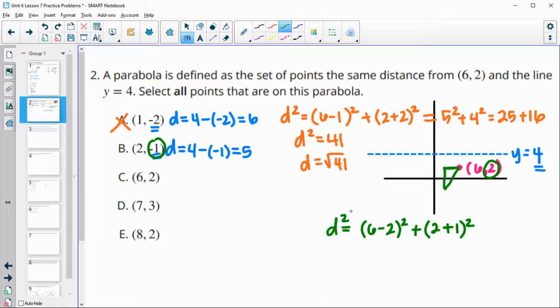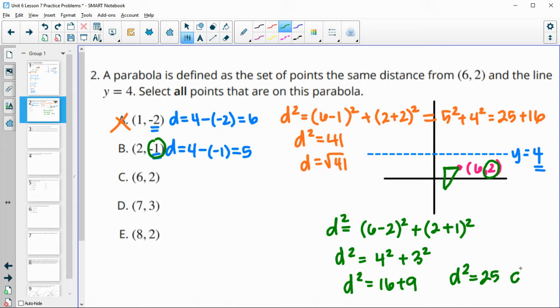So for the distance squared, we're doing the Pythagorean theorem. And this needs to be 5 in order for this to be on the parabola. So 6 minus 2 is 4 squared. 2 plus 1 is 3 squared. So we get the distance squared equals 16 plus 9. 16 plus 9 is 25. And the square root of 25 is 5. So the distance from the focus and the directrix is the same. So point B is on the parabola.